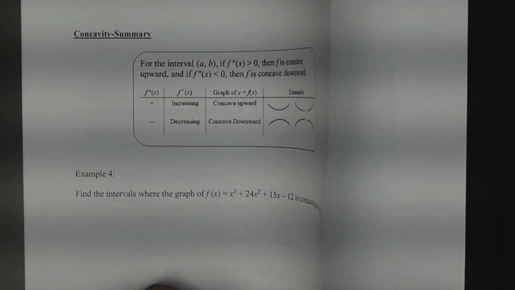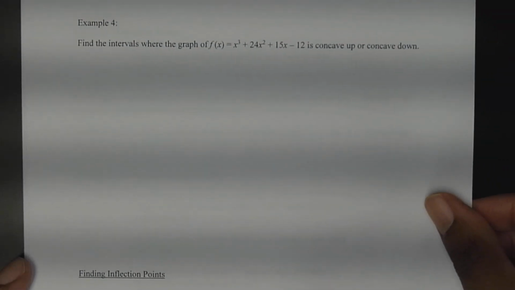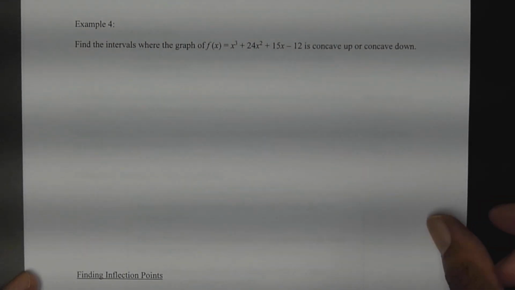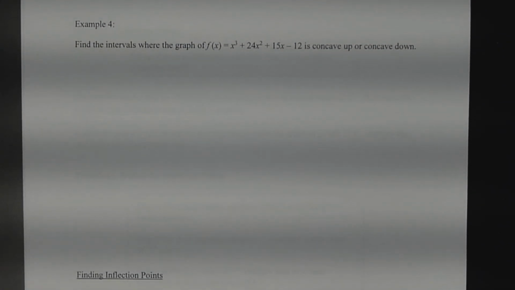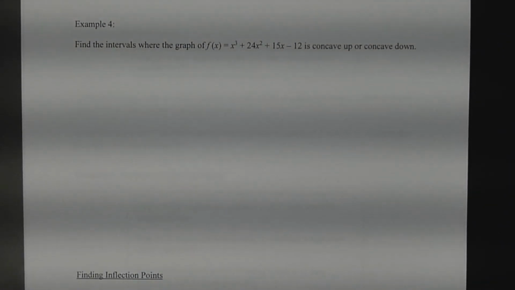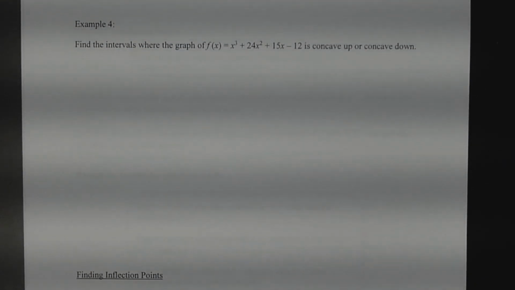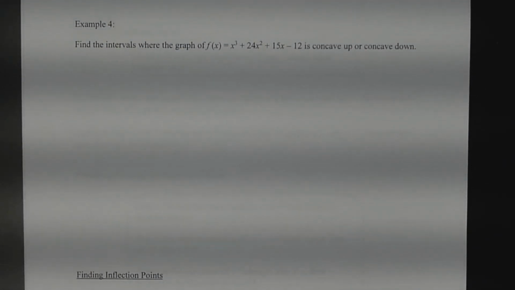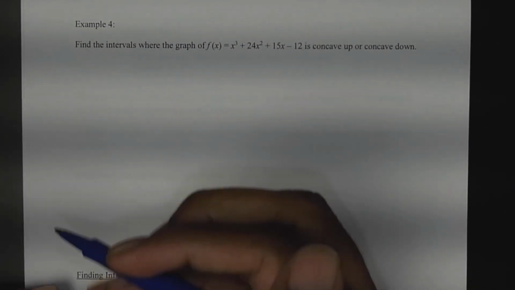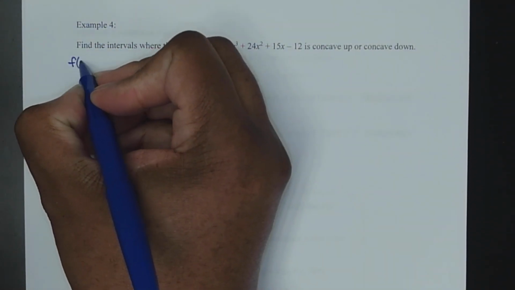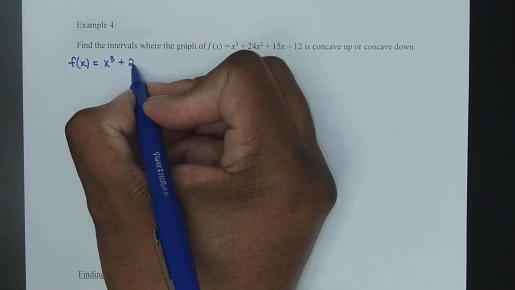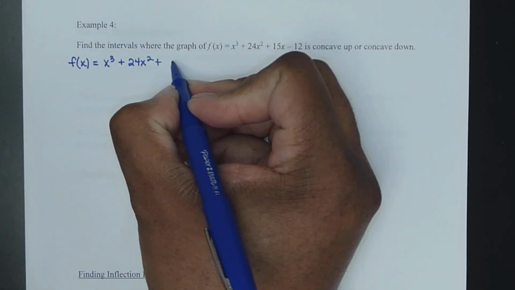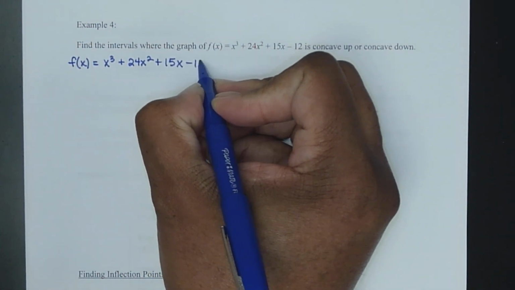Let's look at an example. Let's say I want to find the intervals where the graph of f of x equals x cubed plus 24x squared plus 15x minus 12 is concave up or concave down. So, f of x is going to be x cubed plus 24x squared plus 15x minus 12.